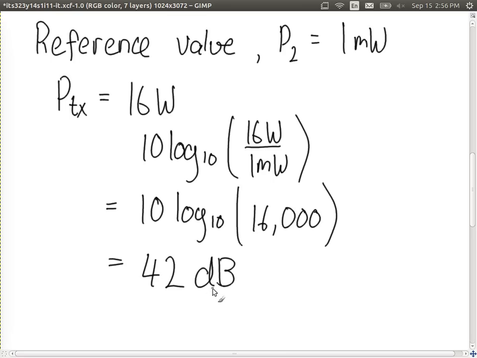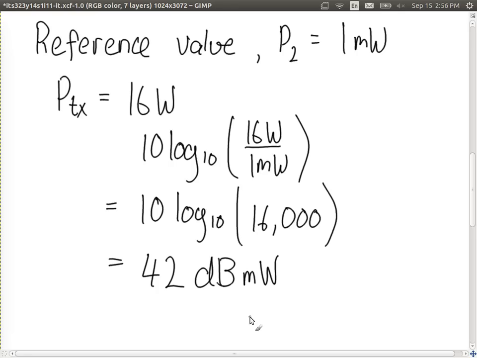Forty-two dB relative to 1 milliwatt. Here we have a new notation. Watts relative to 1 milliwatt, it's 16,000 times larger. Or in dB, it's 42 dB relative to 1 milliwatt. So we write it as 42 dBmW. But we're often lazy and we remove the W and just write dBm.